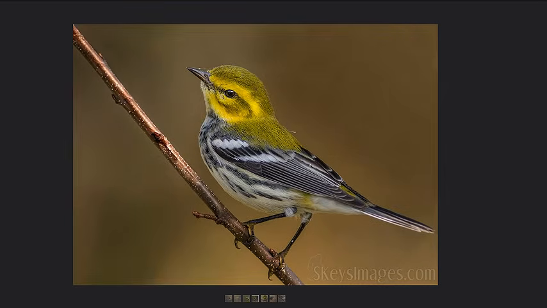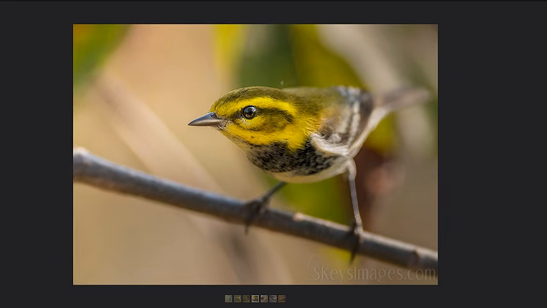Here's one looking over his shoulder. So again, all different birds, all different days. Some of these were even taken in different years. Here's again that signature where the eye's really in focus. By the tail, you can't even see it. That's how out of focus it is.